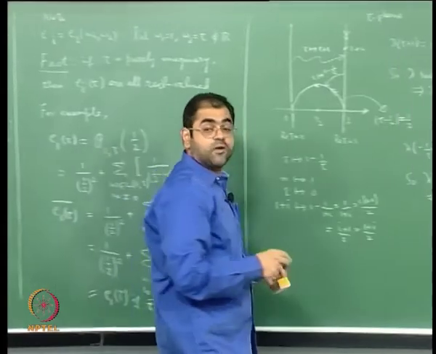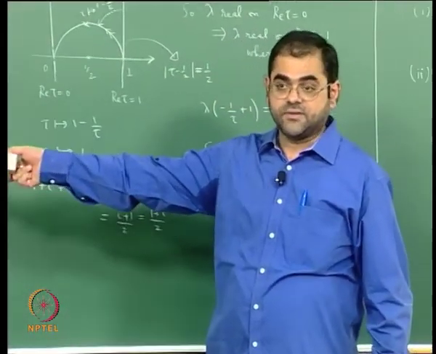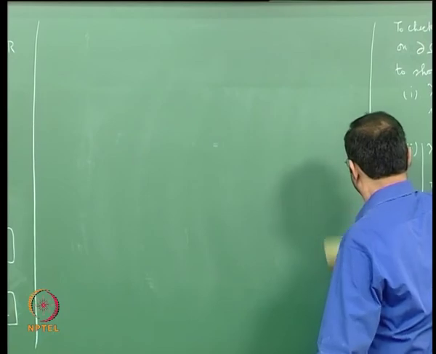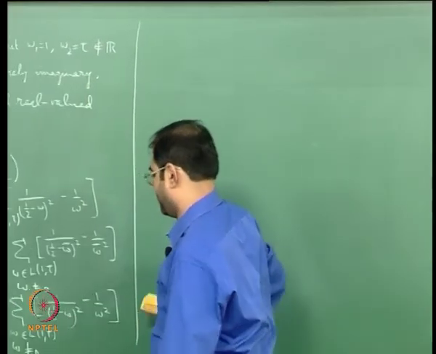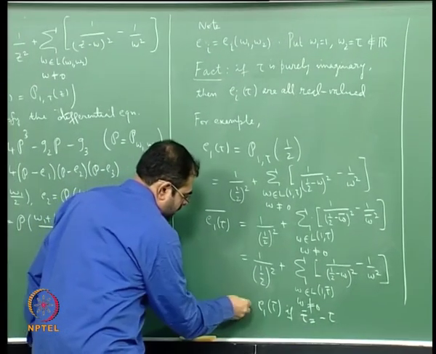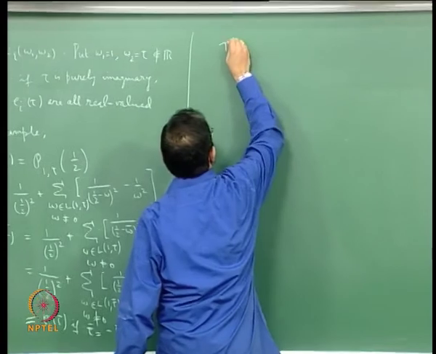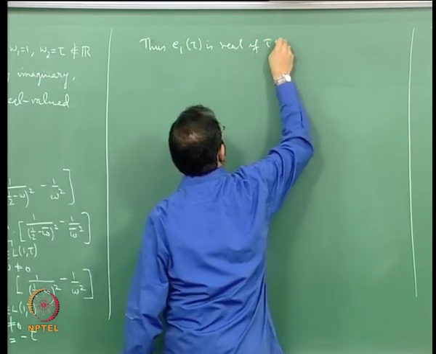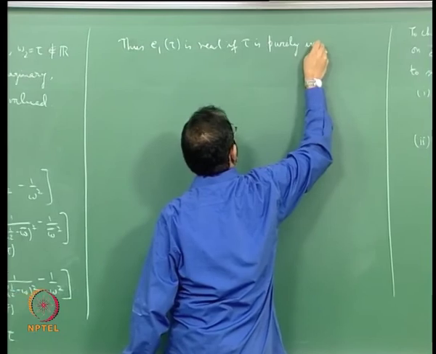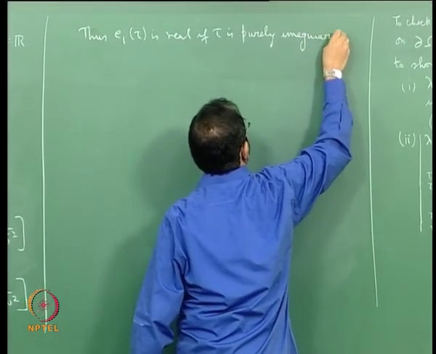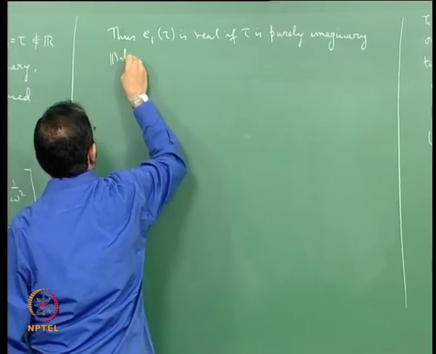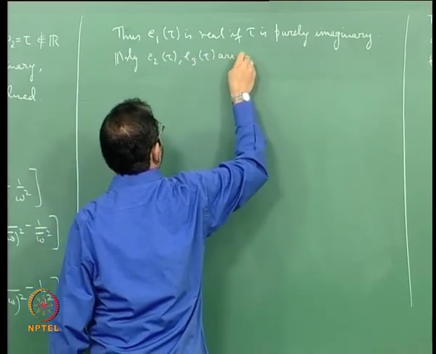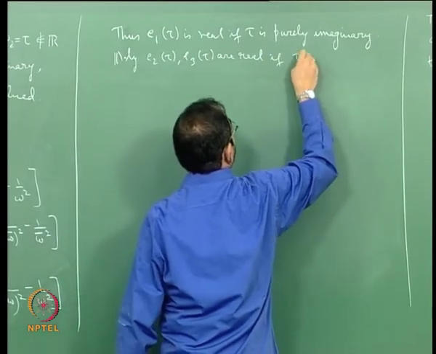So from this it follows that lambda is real, because lambda was cooked up from these things, okay. So let me write that down. Thus E1 of tau is real if tau is purely imaginary. Okay. Similarly, E2 of tau and E3 of tau are real if tau is purely imaginary.